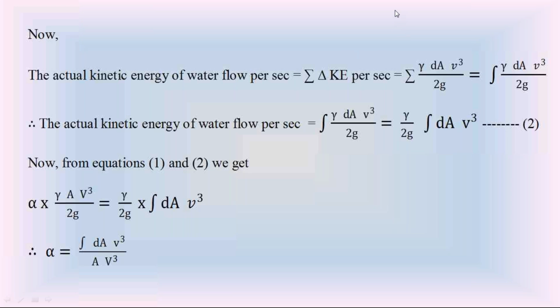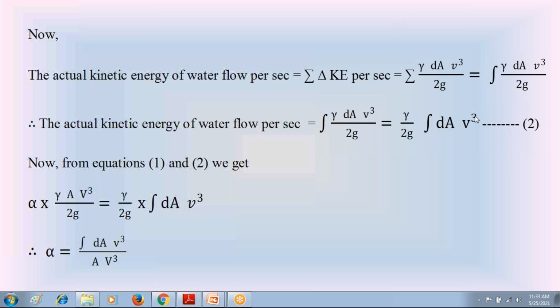Every water layer has actual kinetic energy in that open channel. If I add the actual kinetic energies of all water layers in that open channel, I will get the actual kinetic energy of the entire water flow per second. So by using those water layers, we can find the actual kinetic energy of water flow per second in the open channel, which is equal to sigma, the sum of the actual kinetic energies of all water layers, sigma delta Ke per second.